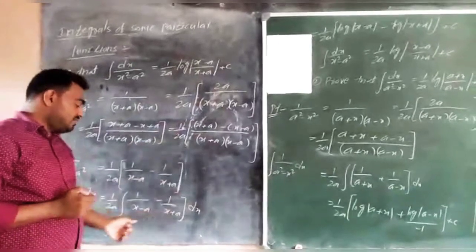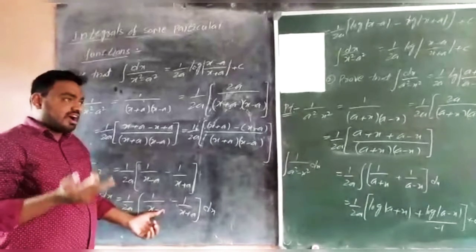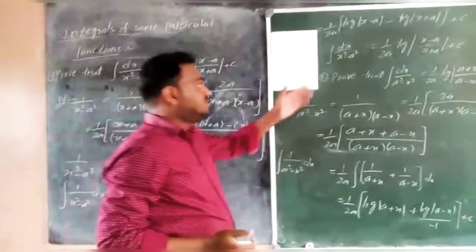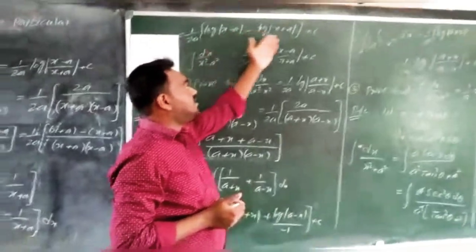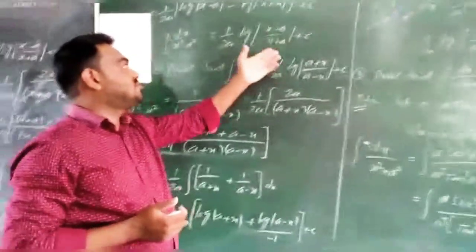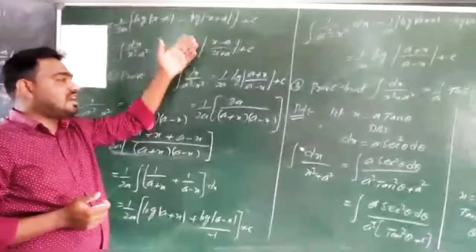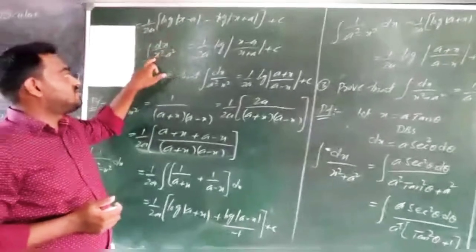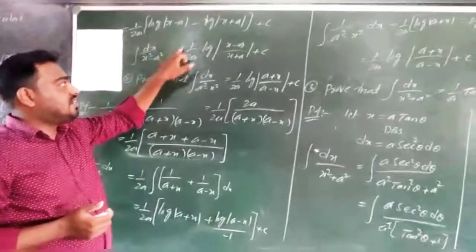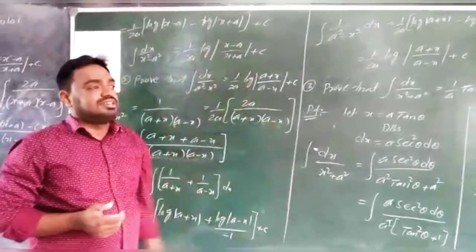Both are in the form of integration of 1 by x. Integration of 1 by x is equal to log mod x. So this is equal to 1 by 2a. These are in the form of log a minus log b. Log a minus log b is equal to log a by b. So integration of dx by x square minus a square is equal to 1 by 2a into log of x minus a by x plus a plus c.